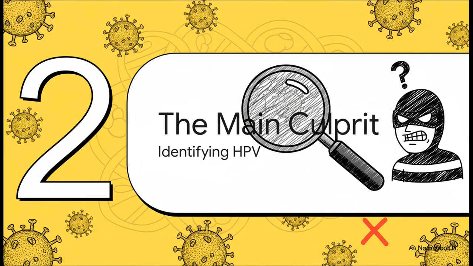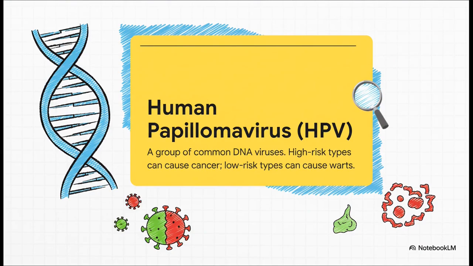Now, every good story needs a villain, right? And in our story, the main culprit, the mastermind behind cervical cancer, is a virus. Let's introduce the human papillomavirus, or as we all know it, HPV. So what is this HPV exactly? It's a very common group of DNA viruses. Now, the most important thing for you to remember is the difference between high-risk and low-risk types. Low-risk types might cause things like warts. No big deal. But it's the high-risk types, about 15 of them, that we are really worried about, because these are the ones that can lead to cancer.